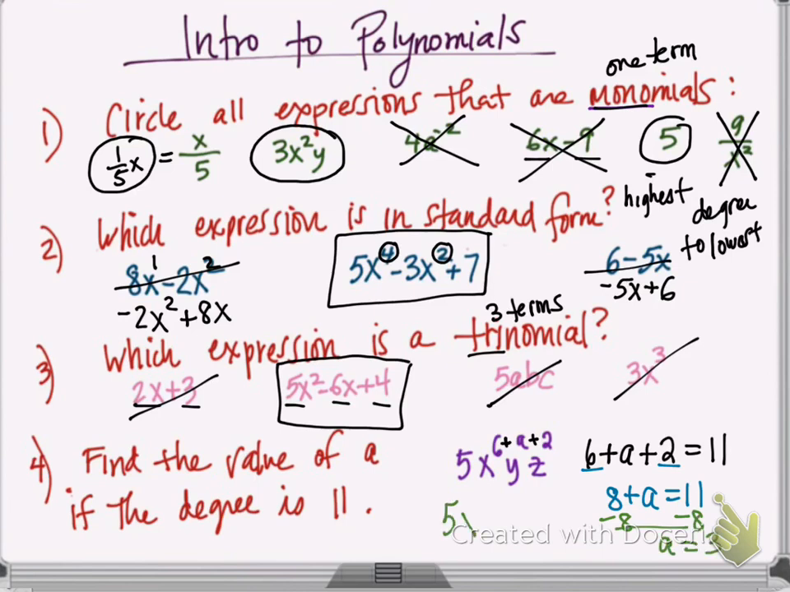So this should be 5x to the 6th, y to the 3rd, z to the 2nd. And this would have a degree of 11 because you just add 6 plus 3 plus 2.